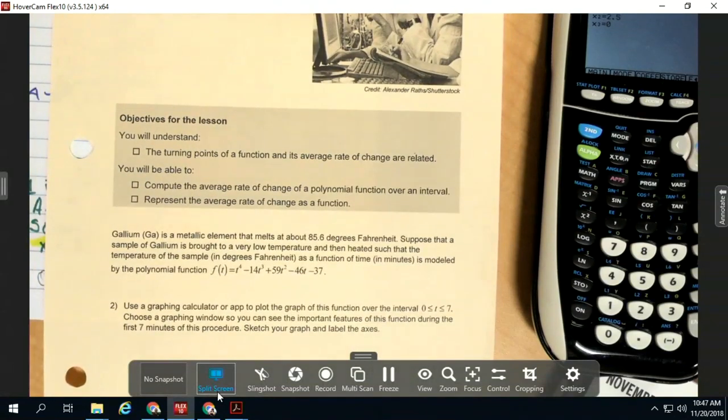Gallium is a metallic element that melts at about 85 degrees Fahrenheit. Suppose that a sample of gallium is brought to a very low temperature and then heated in such a way that the temperature of the sample in degrees Fahrenheit as a function of time is modeled by this function. Okay.